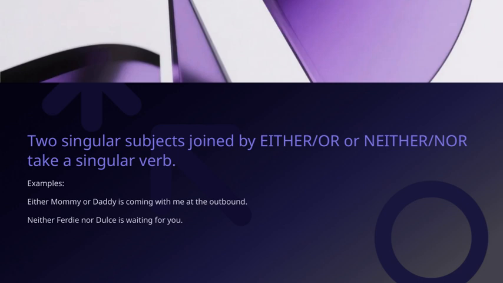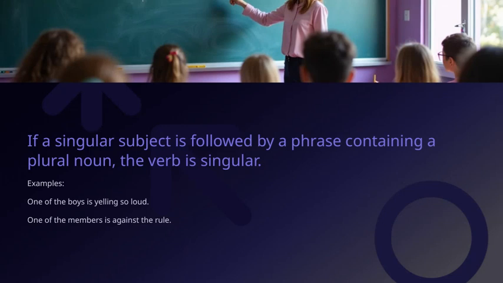In these examples, since both subjects are singular, we use "is," not "are." This rule helps keep our sentences clear and grammatically correct, especially when talking about choices or negations involving two subjects. So, whenever you're constructing sentences with either/or or neither/nor, check that your verb matches the closest subject in number, singular in this case. All right, let's look at this slide.